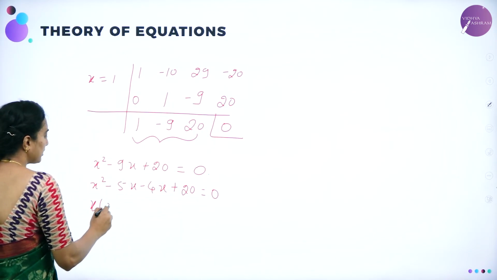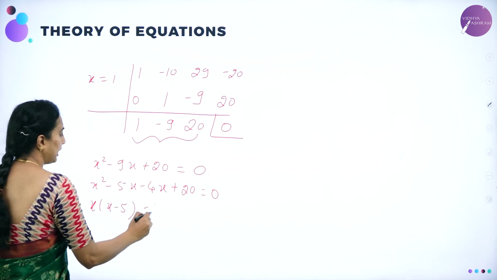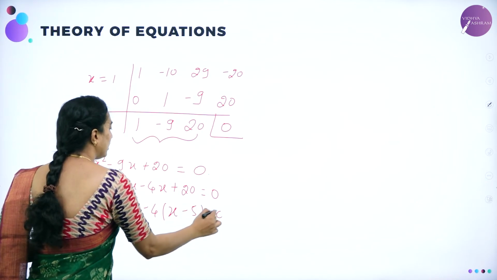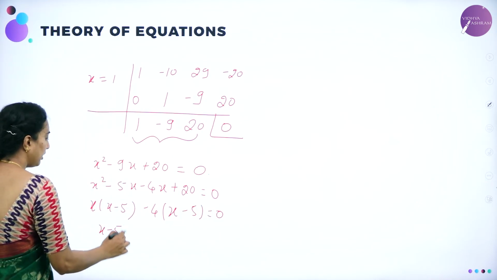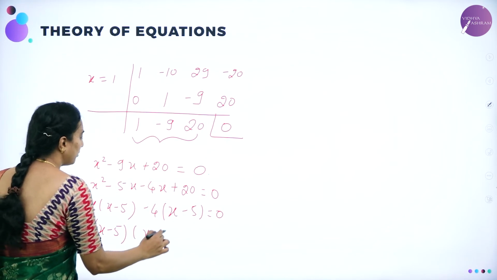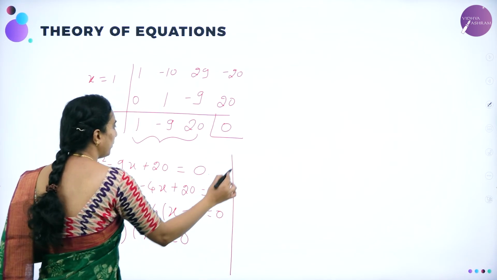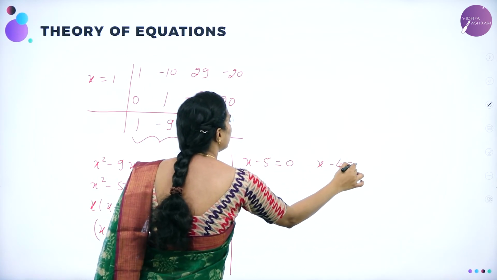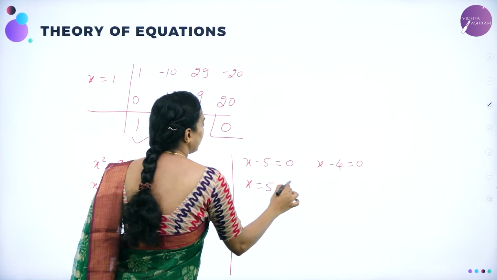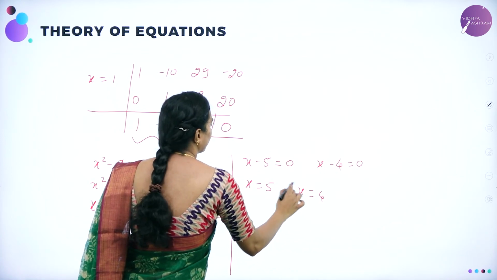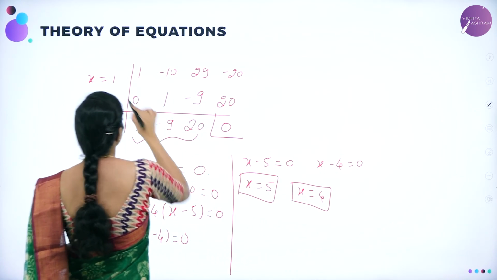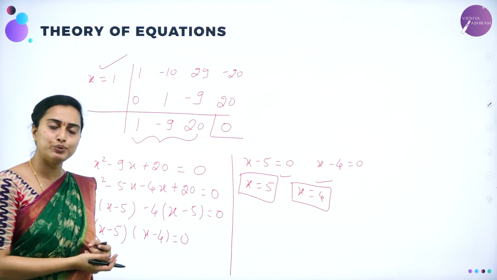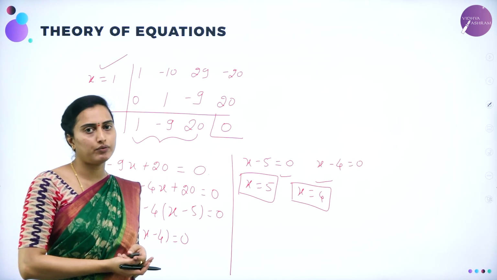Now x into x minus 5, you can take common here, minus 4 taking common, x minus 5 equal to 0. Now x minus 5 by taking common, remaining x minus 4 equal to 0. Equating each term to 0, x minus 5 equal to 0 or x minus 4 equal to 0. So x will be equal to 5 and x will be equal to 4. So one root is x equal to 1, another roots are 5 and 4. Those are all the roots of this equation which satisfy the cubic equation.